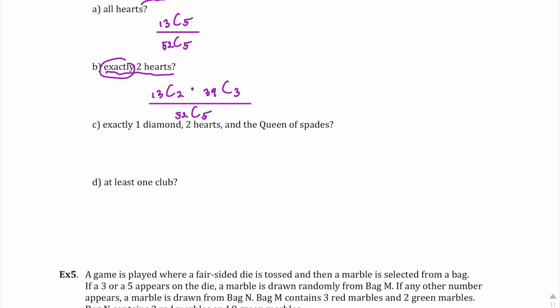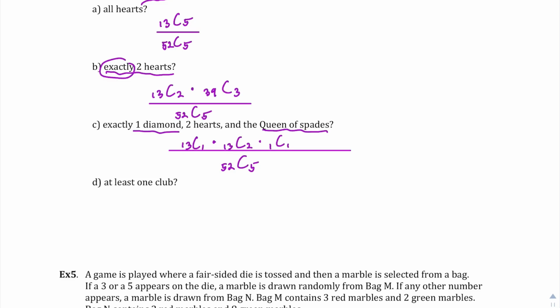Okay, part C, exactly 1 diamond, 2 hearts, and the queen of spades. Same thing again, I'm going to deal with my denominator first this time because that's unchanged. If we want 1 diamond, that's just one of our suits, so there are 13 of them, and that's 13 choose 1. Out of the 13 hearts we are choosing 2. Out of the 1 queen of spades we are choosing 1.